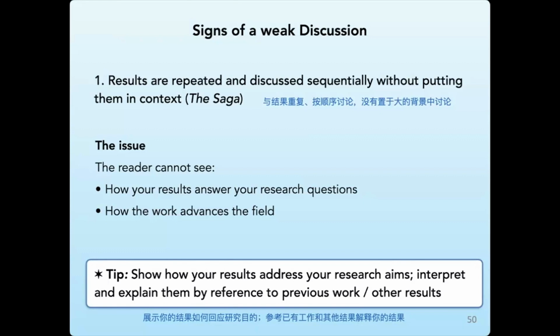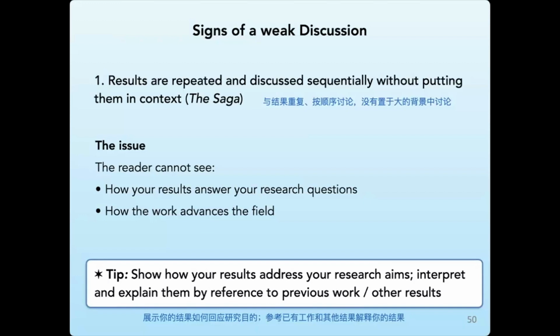The first type is what I call the saga, and this is where results are just repeated and then discussed sequentially without putting them in context. And this is actually how I was taught to write a discussion. But the big problem here is that the reader can't see how the results answer the research questions, and they can't see how the work addresses the field.